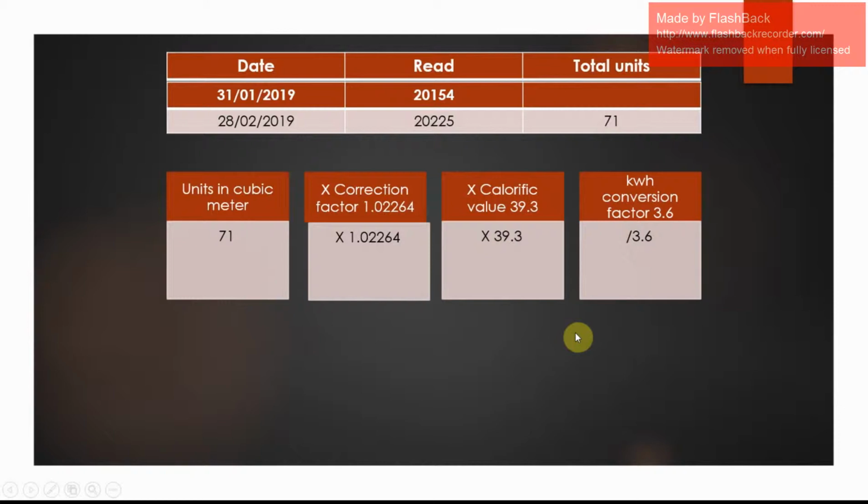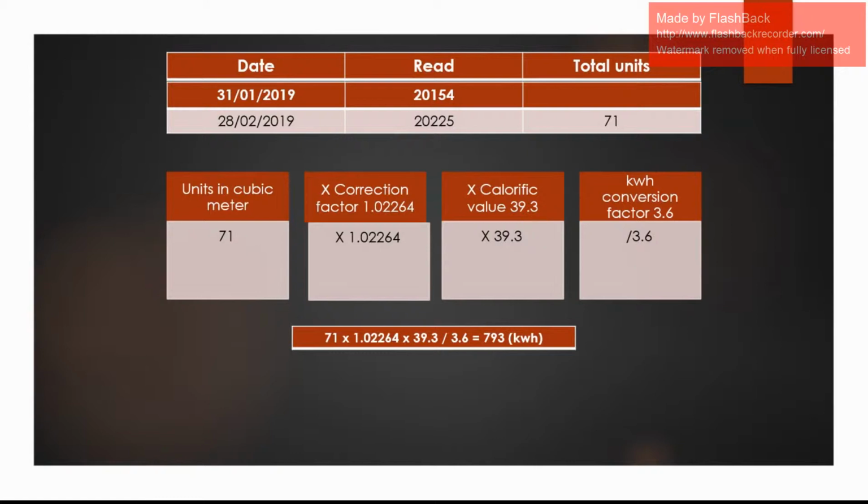And then we have a conversion factor. Once you've done the math, multiplying the conversion factor and this value, it is then divided by 3.6. That's again standard, and all companies use the same. So it's very simple, straightforward math, and now you can see what's happening here. The 71 cubic meter feet gets converted into kilowatt per hour, and that gives you 793 units.